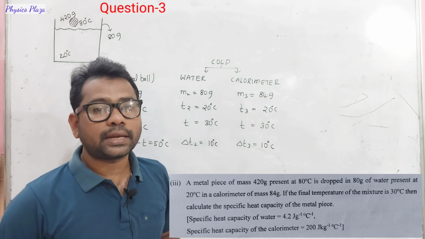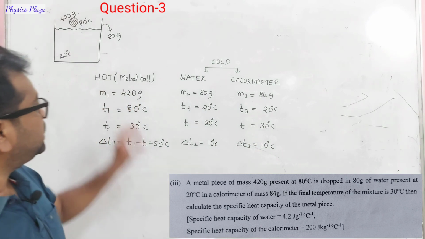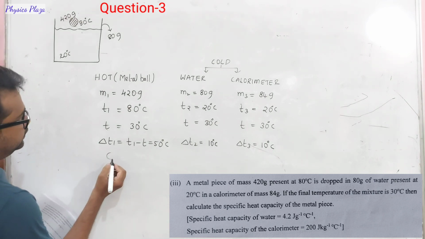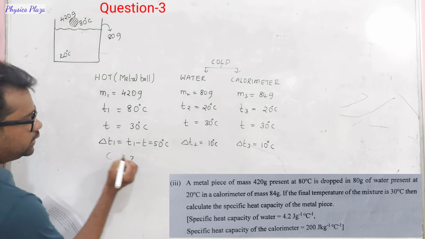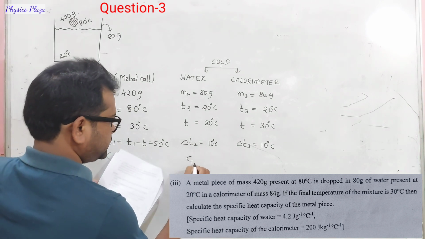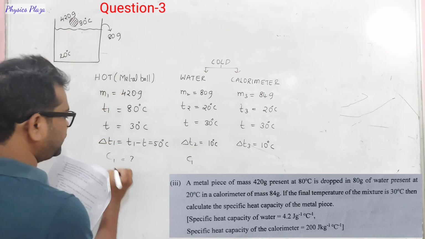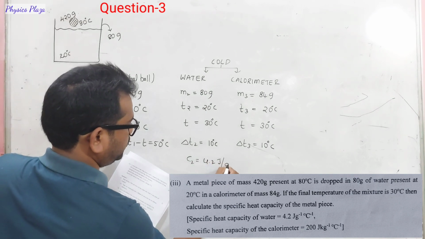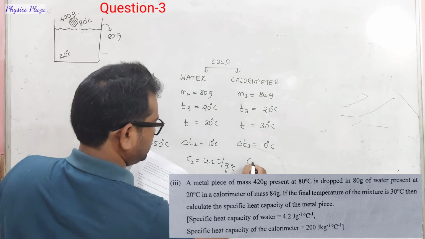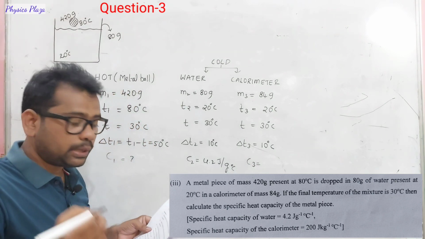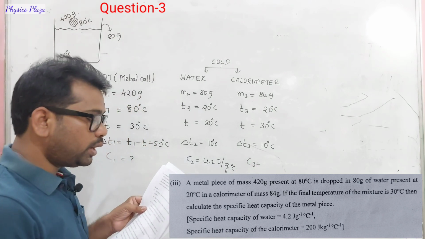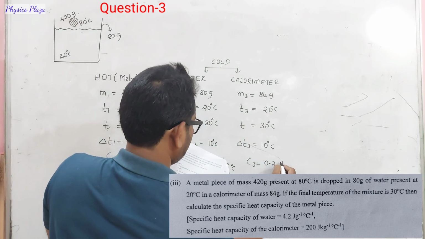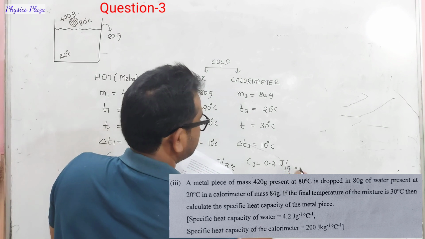But they are asking us to calculate the specific heat capacity of the metal piece, children, let us say C1. The C2 value, the specific heat capacity of water, is given as 4.2 joule per gram degree Celsius. Let us say C3 is the specific heat capacity of the calorimeter, given as 200 joule per kg, so it can be written as 0.2 joule per gram degree Celsius.